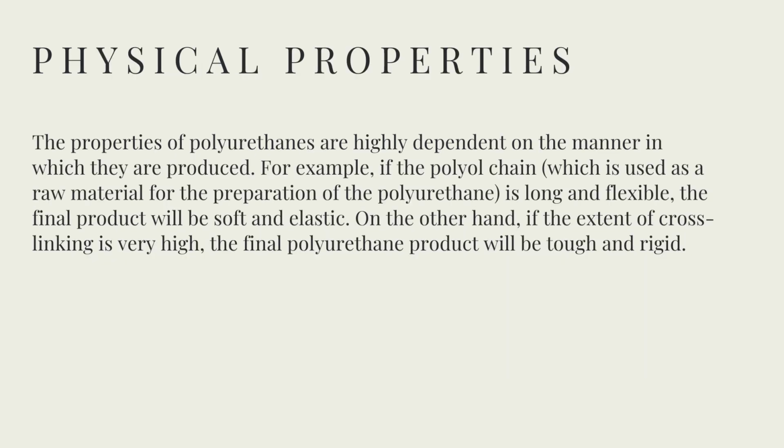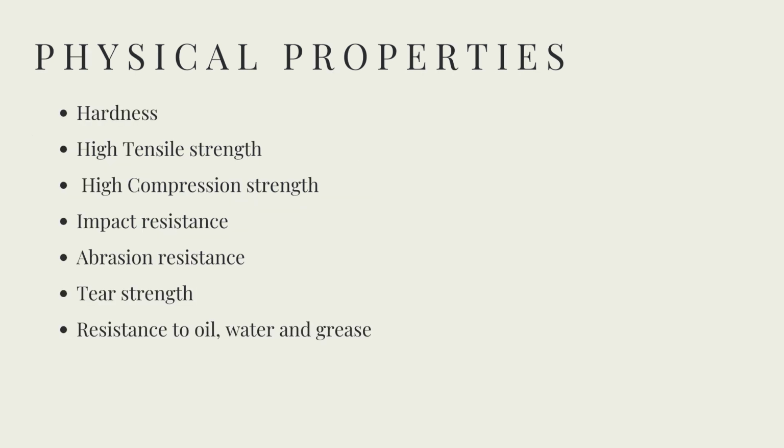The physical properties of polyurethane are highly dependent on the manner in which they are produced. For example, if the polyol chain, which is used as a raw material for the preparation of polyurethane, is long and flexible, the final product will be soft and elastic. On the other hand, if the extent of cross-linking is very high, the final polyurethane product will be tough and rigid. The other physical properties of polyurethane are hardness, high tensile strength, high compression strength, impact resistance, abrasion resistance, tear strength, and resistance to oil, water, and grease.